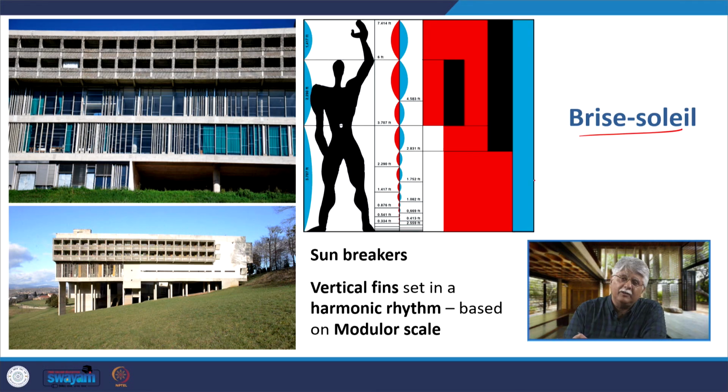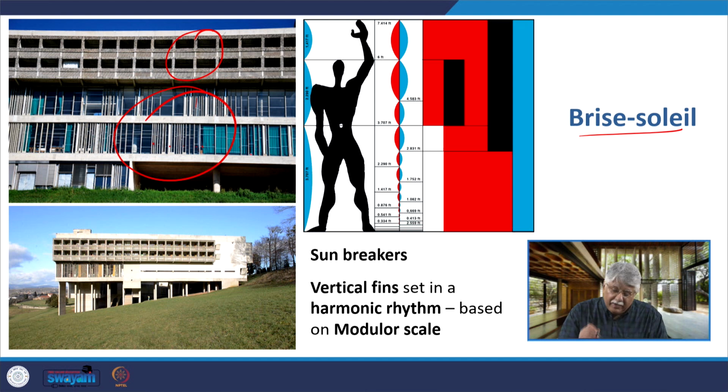Brise-Soleil essentially means sunbreaker. So there are these sunbreakers which are more like boxcrete louvers, and then there are these vertical louvers. But the interesting thing about these vertical louvers is that they are not placed at equal distance from each other. There seems to be a harmonic rhythm in it. They draw closer to each other, then go apart, and then draw closer again.